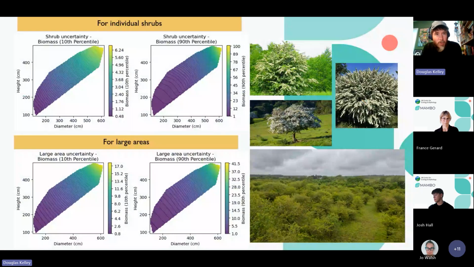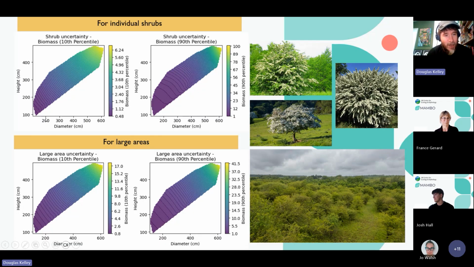So once we train the model, we get these kind of, what's it called? I guess not spatial maps. I don't know, surfaces. That's what I was after. Surfaces of how you might get biomass for individual shrubs versus your diameter and height. Versus what that might be if you were looking at shrubs in a larger area. So on the left-hand side of these two plots, we have the lower estimates. This is the 10th percentile. Probably should be using the 5th percentile, but I want to show a little bit more skill in this presentation.